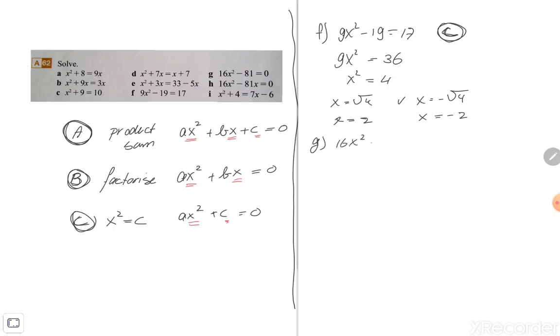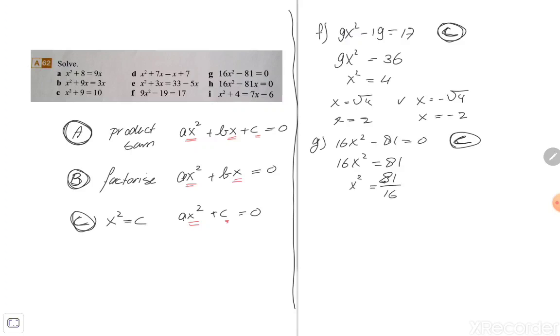16x squared minus 81 is equal to 0. Theory C, do we need to use? So you get 16x squared is 81, and now you need to divide by 16. Then you get x squared is equal to 81 over 16. And we can't simplify 81 over 16. If you simplify it, you get a mixed number, but we will leave it as 81 over 16.